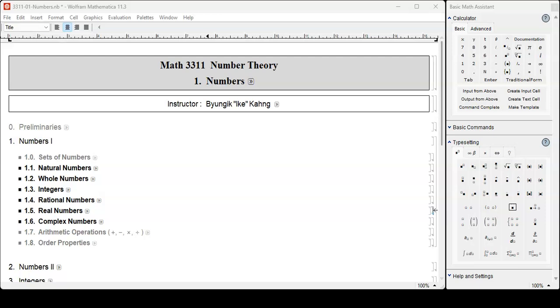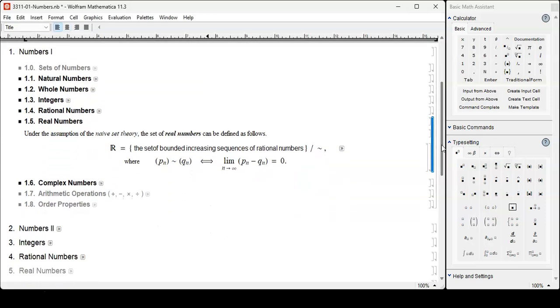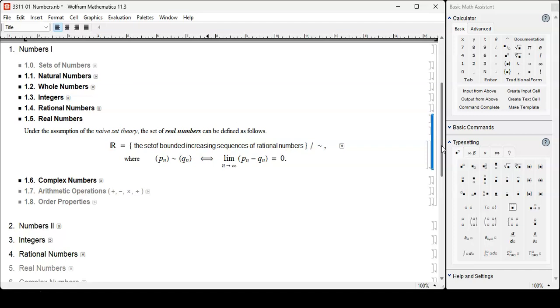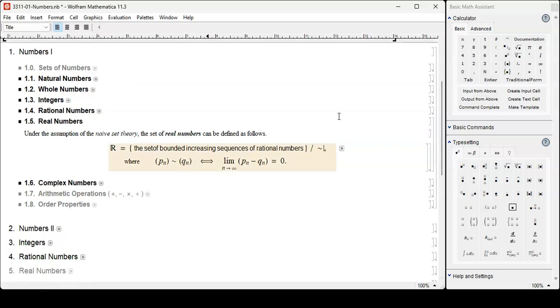Let's see, how do you define R, the set of all real numbers? This time, instead of taking Cartesian product, we take the set of all bounded and increasing sequences of rational numbers. There are many, really a lot. And then let's take an equivalence relation. Sequences Pn and Qn are equivalent if the limit of their general term difference, Pn minus Qn, goes down to 0. So the difference of general terms goes to 0.